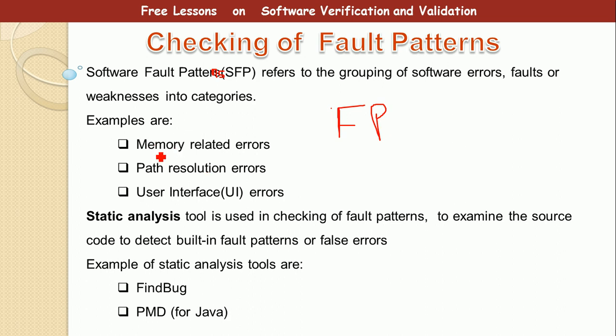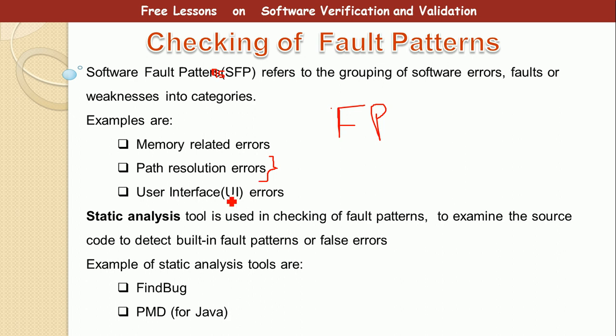Examples are memory-related faults, path resolution faults, and user interface errors. There are many other categories out there. Let me just take, for example, path resolution. Somebody tries to access an object from the server and the object is not there, maybe because the path specification is not correct, or maybe the object has moved from one directory to another. That is going to lead to a path resolution error. So maybe you have to solve this problem by doing a mapping instead of using absolute paths, or maybe you use relative paths to the location of the installation of the application.